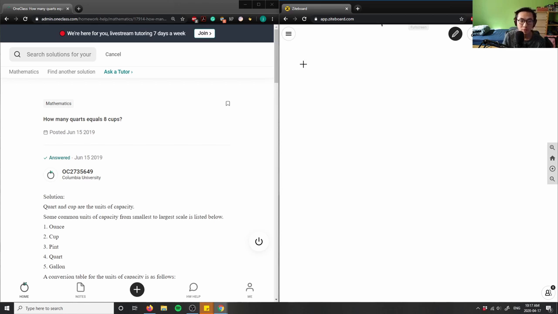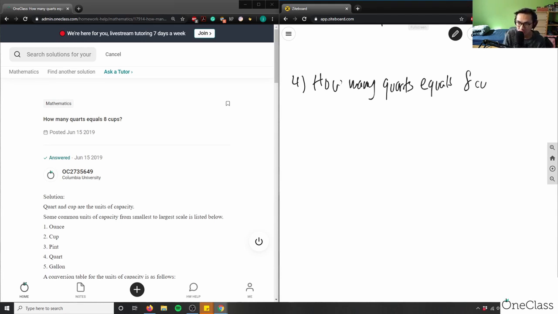Number 4, how many quarts equals 8 cups? So exactly kind of the same thing as our question before. I'm going to use the exact same chart so I don't have to redraw it. So how many quarts equals 8 cups? Take a moment to think about this question, and we're going to solve it together.